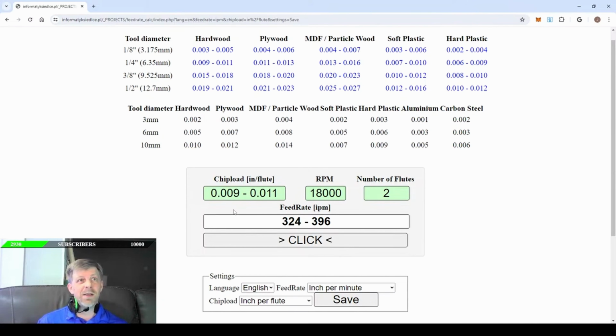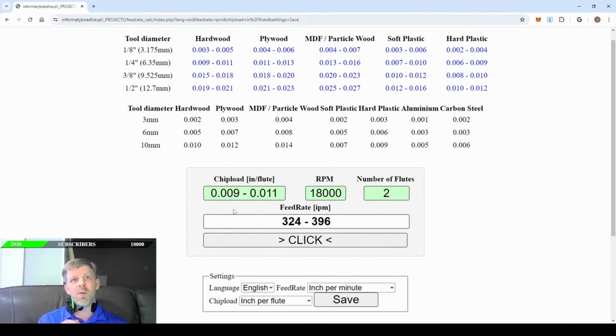Now, that is how you would calculate using the chip load chart. Now, having said all of that, I want to give you guys a very simple and easy way to actually figure out what the optimal chip load is for your setup that doesn't involve any of this stuff. The concept behind these numbers is to remove heat from the material and the bit.